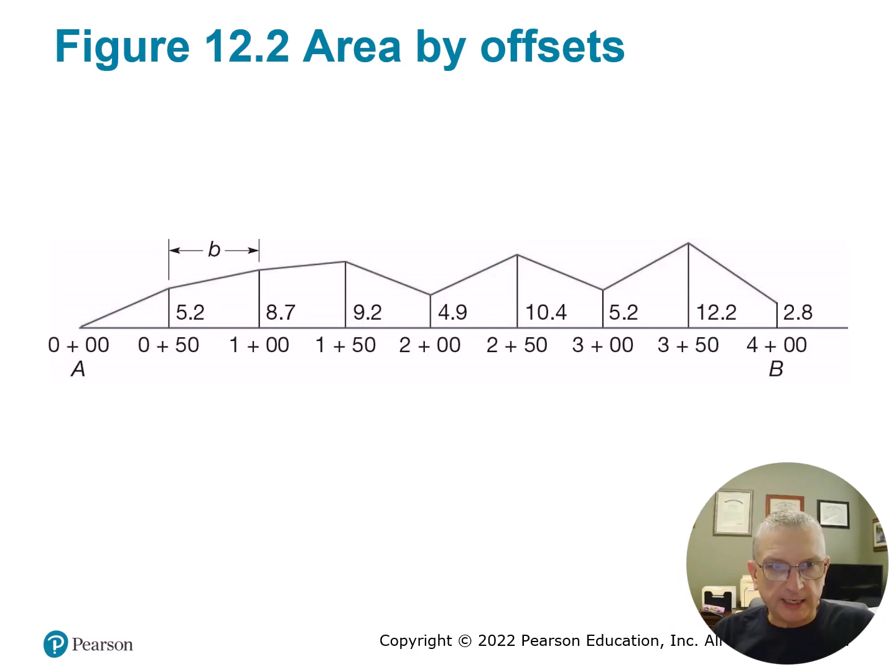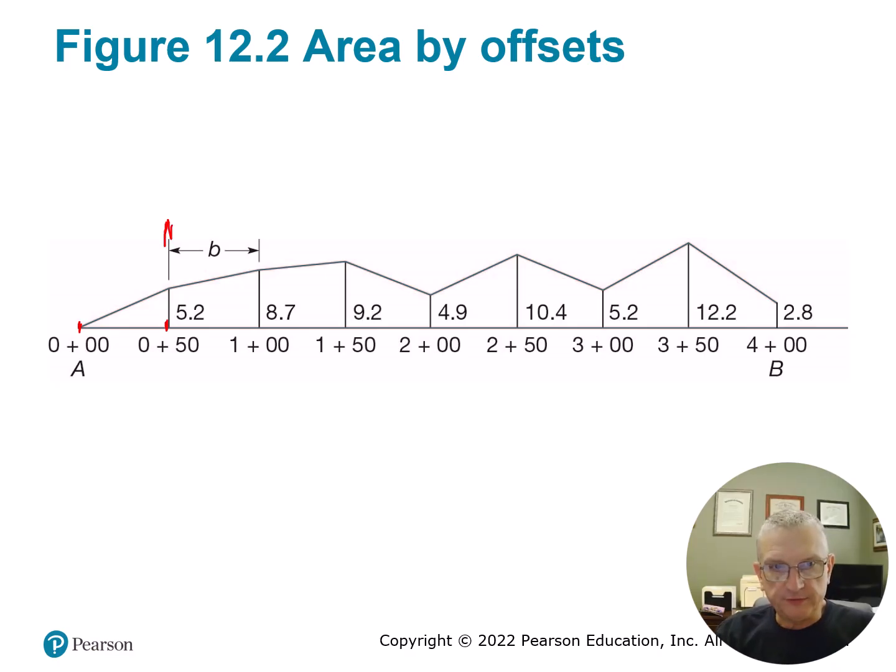Some of that's basically area by offsets. So from station 0 to 50, that's 50 feet. It's 5.2 feet high. The area of a triangle is 1/2 the length times the height. So that's 50 feet times 5.2 divided by 2, which is 50 times 2.6, which is 130 square feet in this form between station 0+00 and station 0+50.